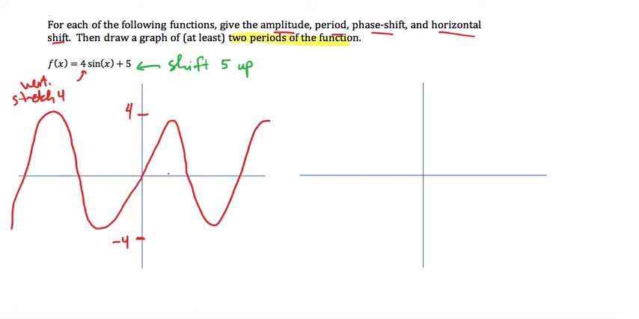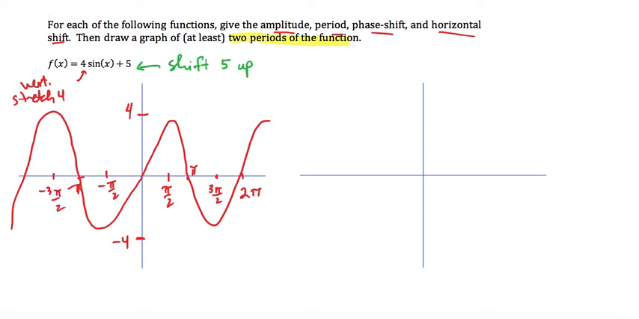The max is going to occur at pi over 2. This x-intercept occurs at pi. This other min here occurs at 3 pi over 2, and this occurs at 2 pi. And if you look to the left of this, we also have negative pi over 2, negative pi, and then negative 3 pi over 2.